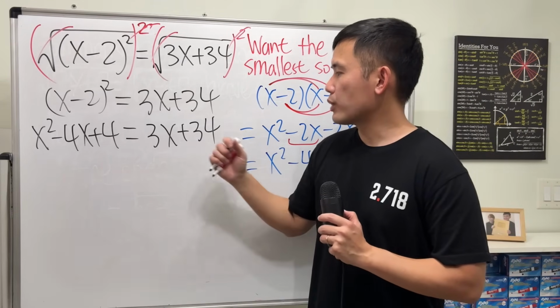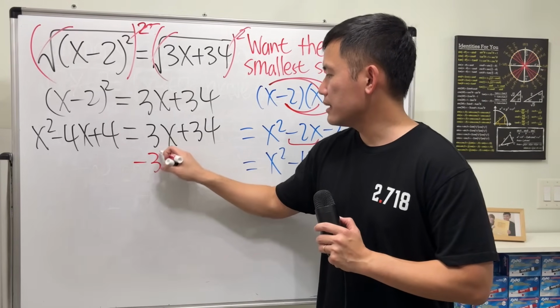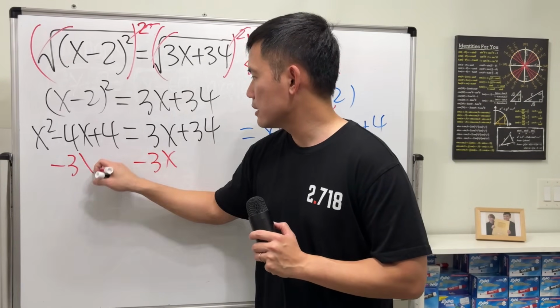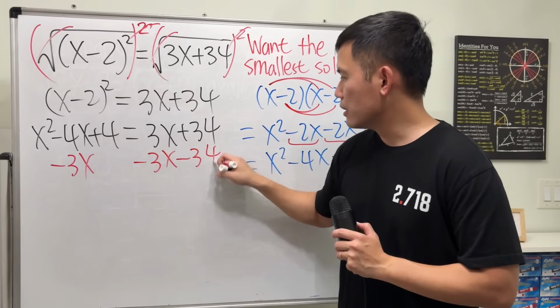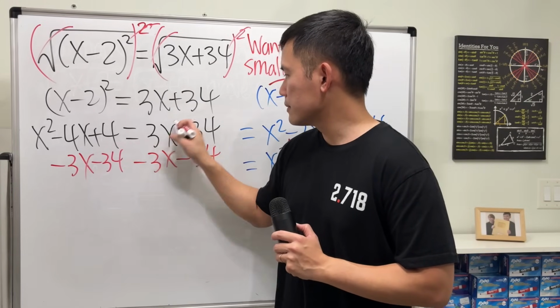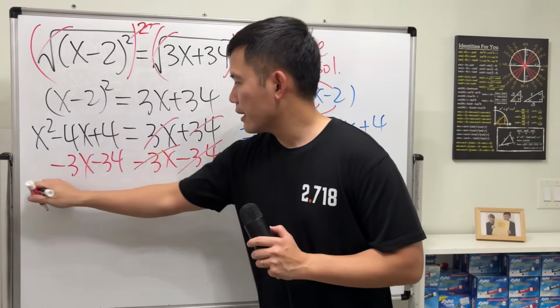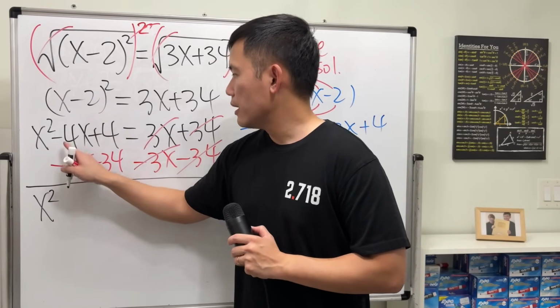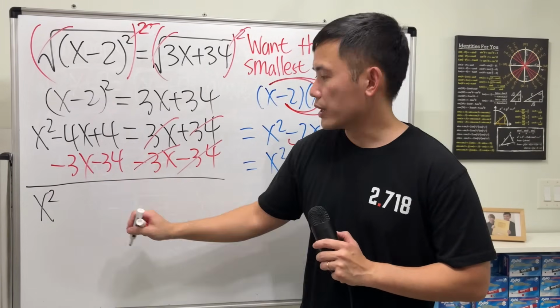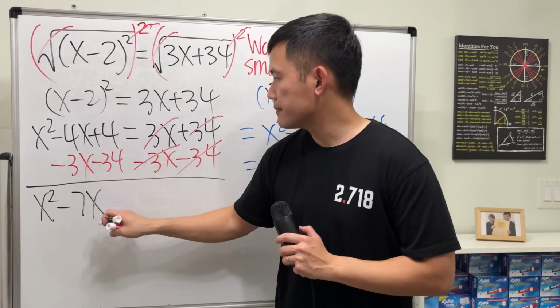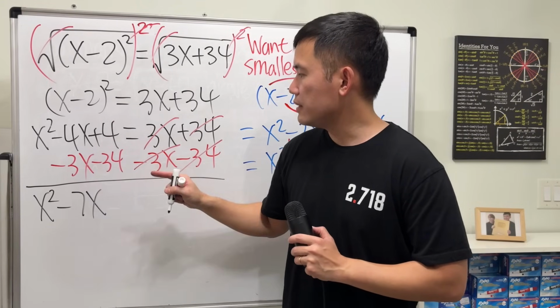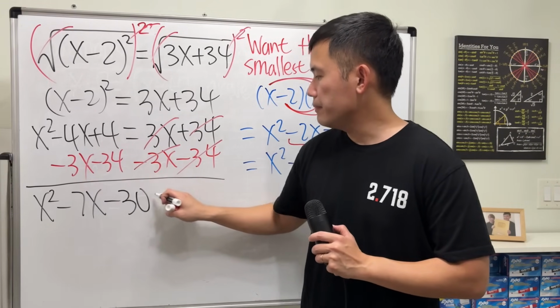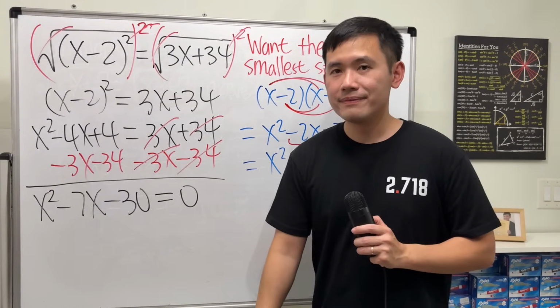Let's go ahead and make the right hand side 0. So that's minus 3x to both sides. Also minus 34 to both sides. On the left hand side, we have x squared. Minus 4x minus 3x, we will get minus 7x. 4 minus 34, we have minus 30, and that is equal to 0.